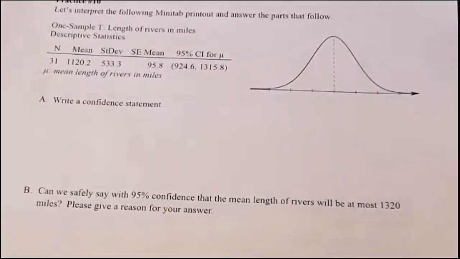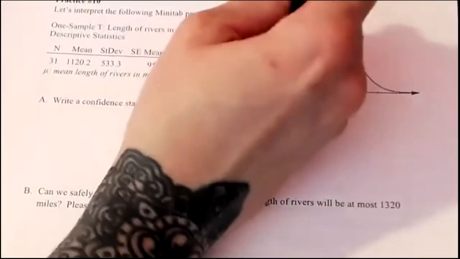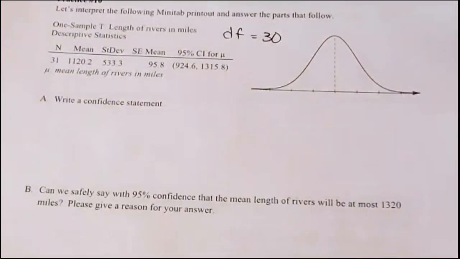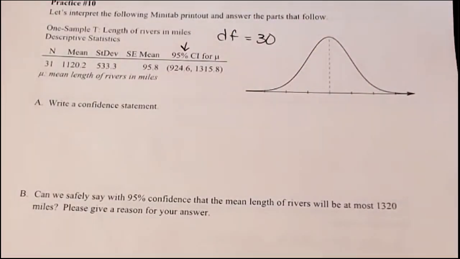What I'd like us to note first is that if n is 31, our degrees of freedom is going to be 30. If we are looking at the 95% confidence interval, go to your table. Would you find your critical value for me?